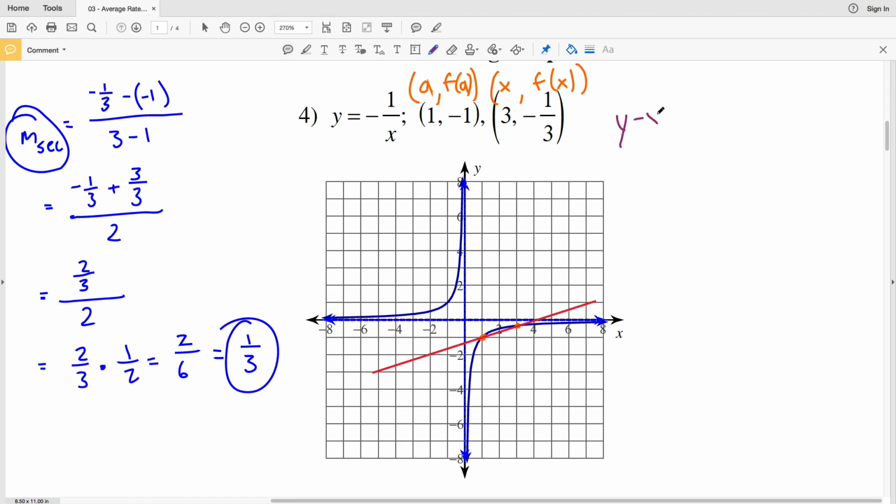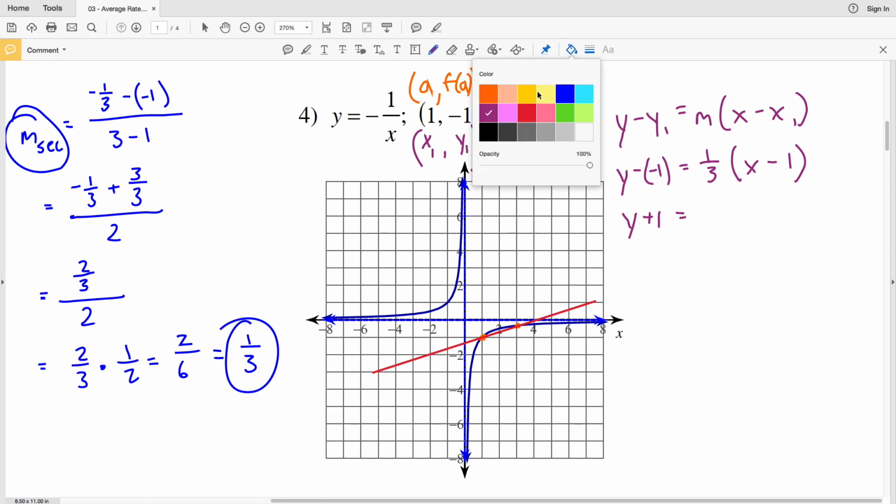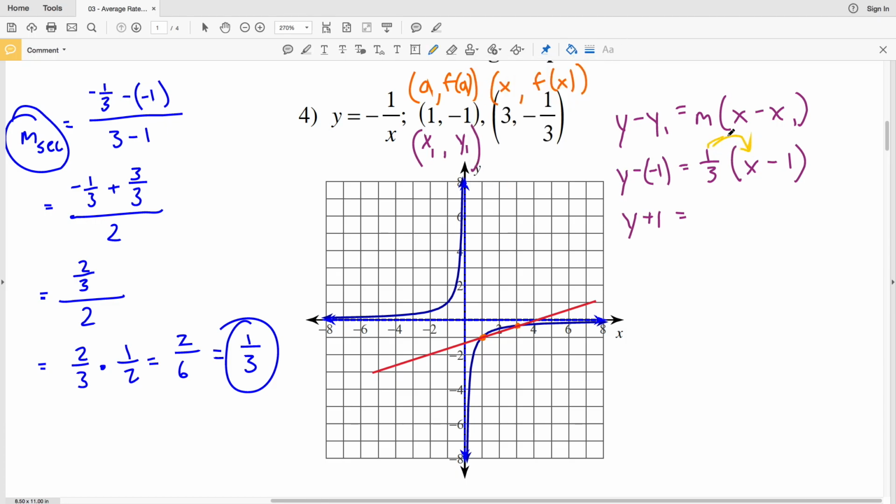So y minus y1 equals m times x minus x1, where I'll use 1 and -1 as x1 and y1. So y minus -1 equals our slope m, which we calculated to be 1/3, times x minus x1, which is 1. Minus -1 I'm going to write as plus 1, and I'm going to distribute that 1/3 to the x and to the 1. So I'll have 1/3 x minus 1/3.